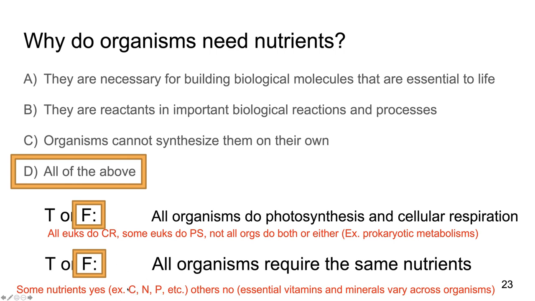So things like carbon, things like nitrogen, things like phosphorus. Okay, so these are important macronutrients because they're needed in relatively large amounts for each organism. However, there are many nutrients, things like the essential vitamins and minerals, that vary across organisms. So they're required by some organisms, but not other organisms. So all organisms do not require the same nutrients, although there are some that all do require.